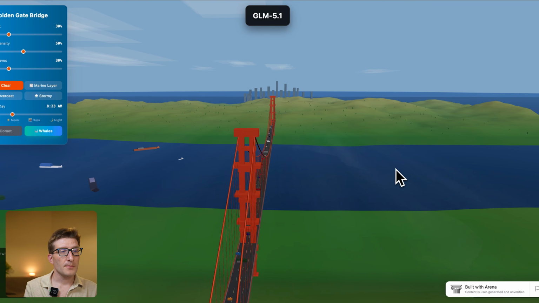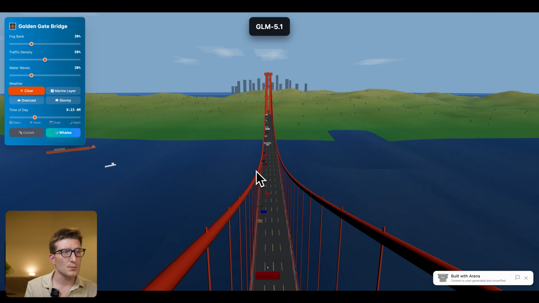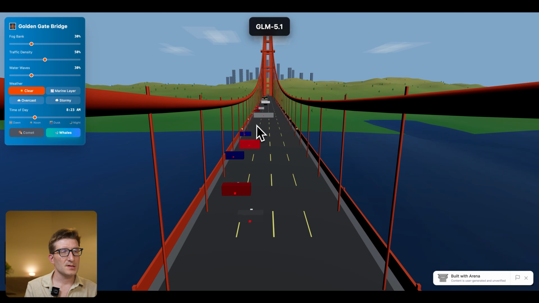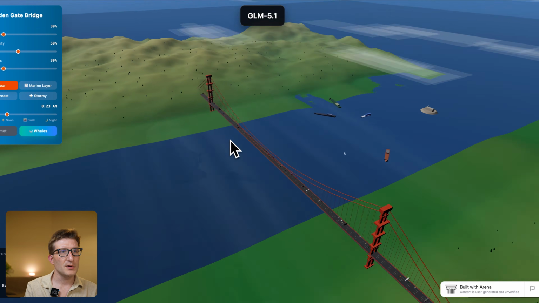GLM 5.1, by the way, really nice for such a small open source model. There are some issues with the traffic and so on, and it's not as ambitious, but pretty nice generation.